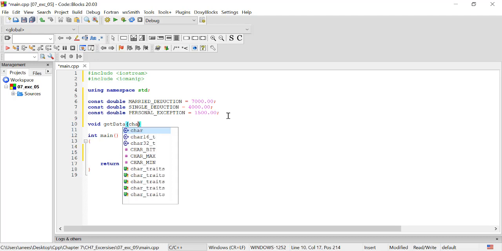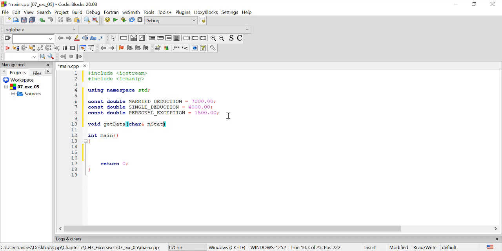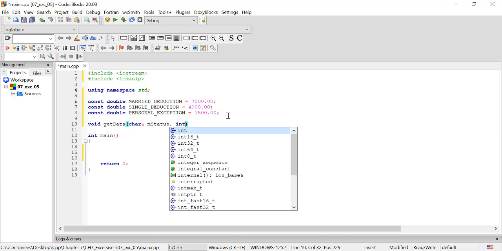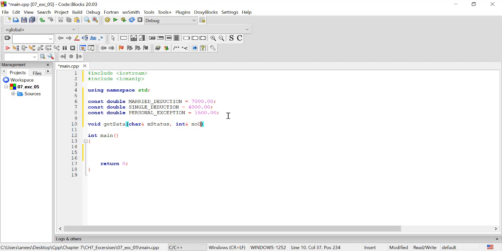So here we're going to write in char and M status, which stands for marital status, comma, int and number of children, comma, double and salary, comma, double and P contributed to the pension, semicolon.